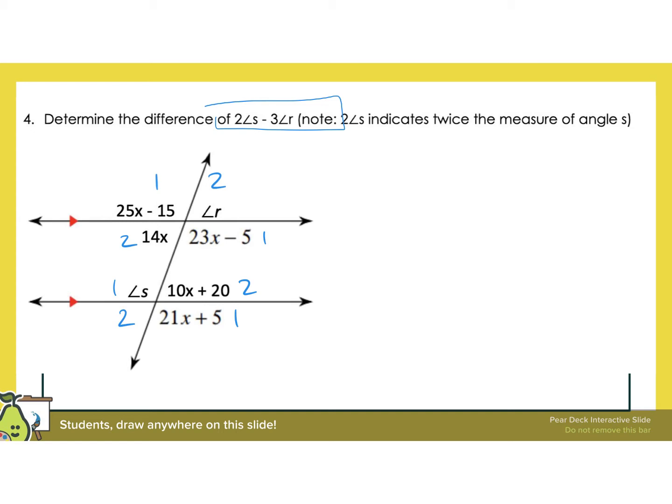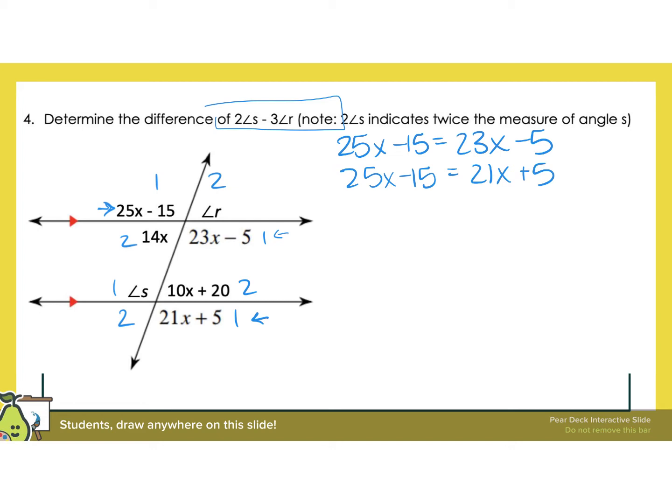So I'm going to start with the congruent ones. So this is a 1, and this is a 1. So you could have written 25x minus 15 equals 23x minus 5, or 1 and this one, 25x minus 15 equals 21x plus 5, or this one and this one, 23x minus 5 equals 21x plus 5.